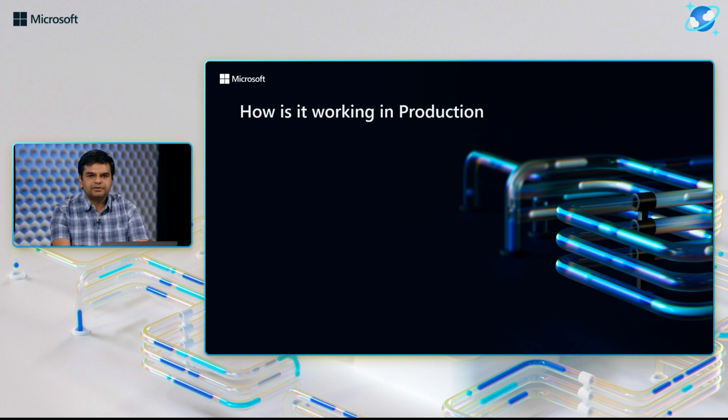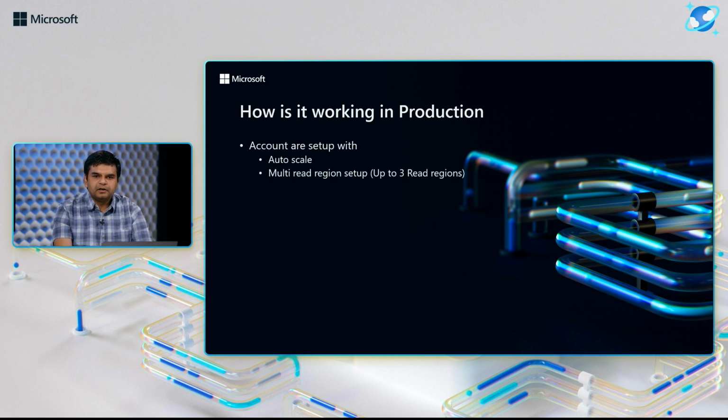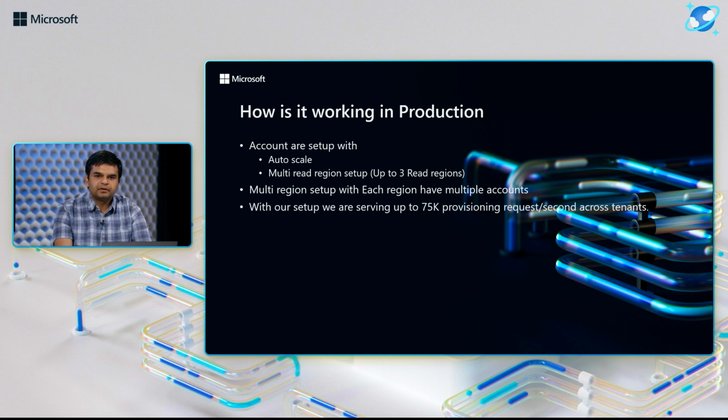So let's review how it is working in production. We have set up our Cosmos DB with auto scale. We have a multi-read region setup, and it allows us to be resilient to Azure region outages. We have multiple regions, and each region has multiple accounts. And with our setup, we are serving up to 75K provision requests. That means create, delete, or update requests across tenants.